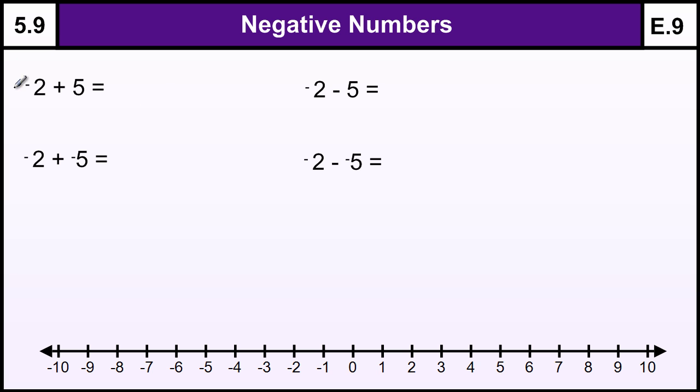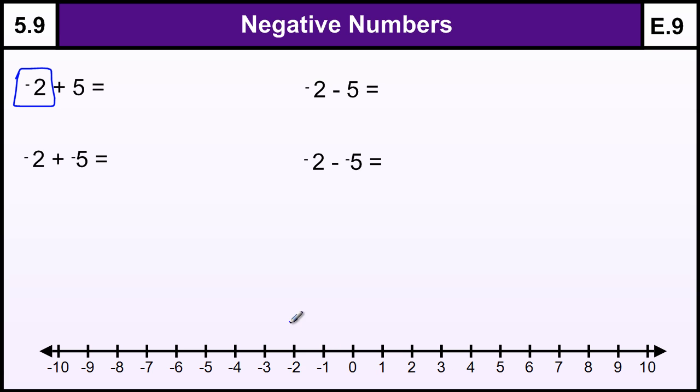But we're going to look at adding and subtracting negative numbers and positive numbers here. So minus 2 plus 5. If you're not good with negative numbers, think about it as a starting point and then you're going to move depending on whether you're adding or subtracting. And you've got to try and remember which direction you move depending on what you're doing with it.